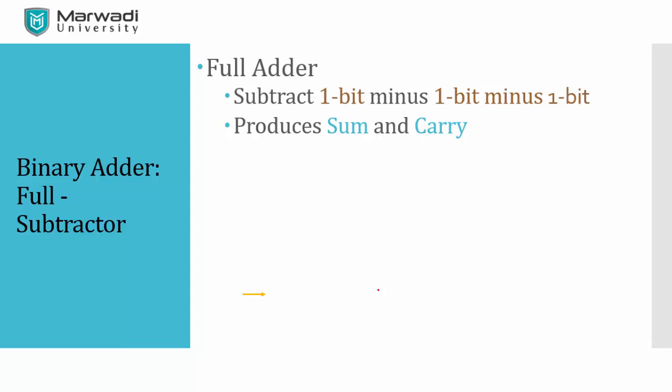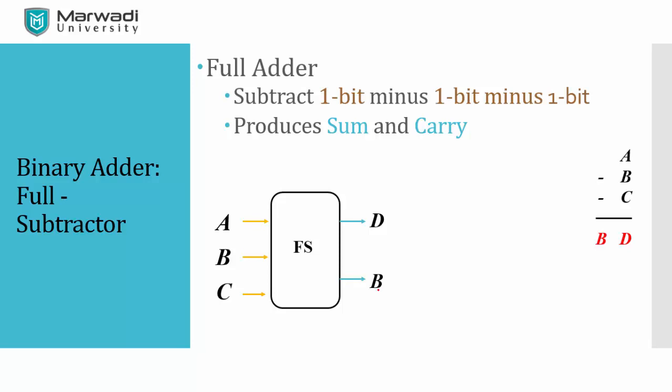When we talk about the full subtractor, it's not an adder, it's a subtractor, that was by mistake. So it's the same, like A minus B minus C, that is a carry. There will be three inputs A, B and C. You will get output as a difference and borrow.